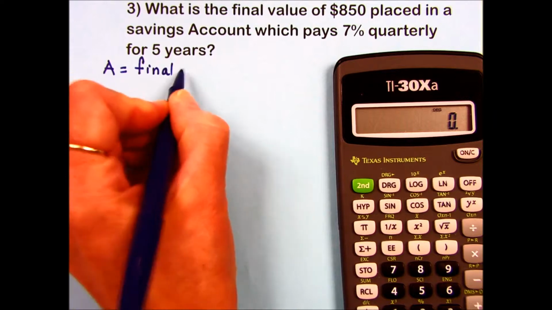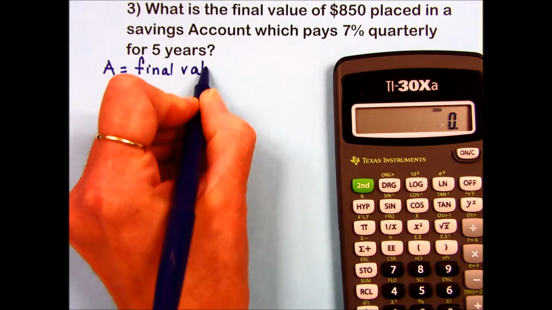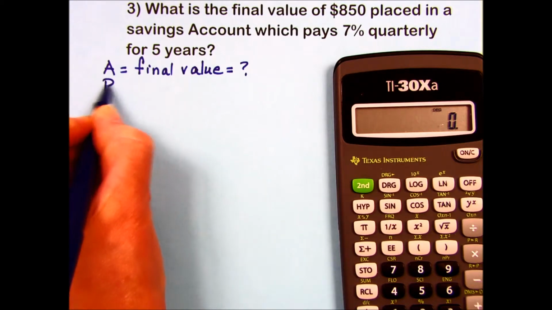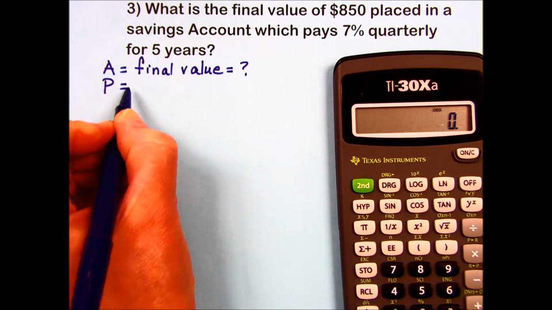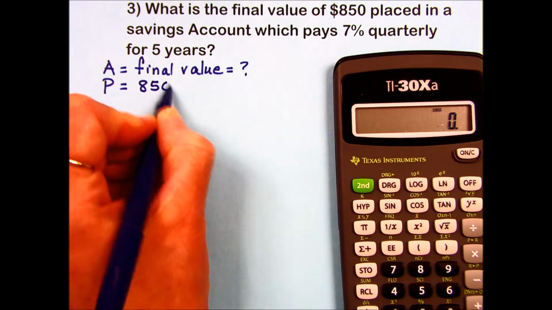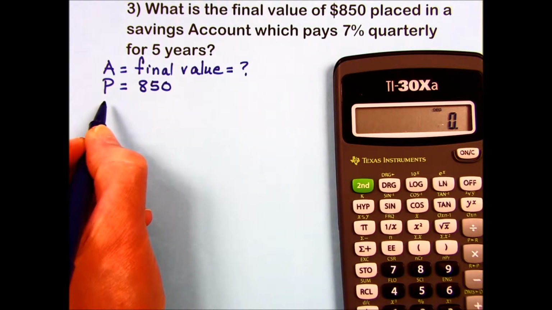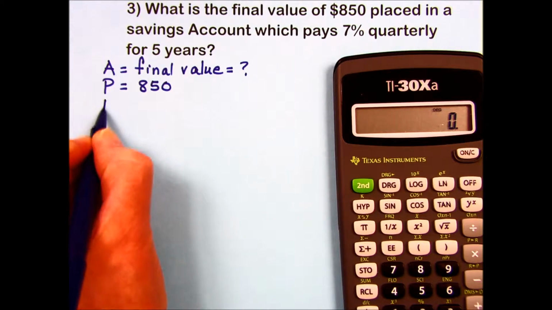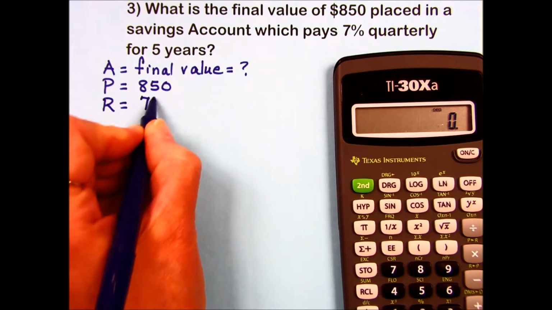which in the compound interest formula stands for A. Next, the number first given is $850. That represents the principal that's in this account. It's placed into an account which pays 7% quarterly. That'll be our interest rate.